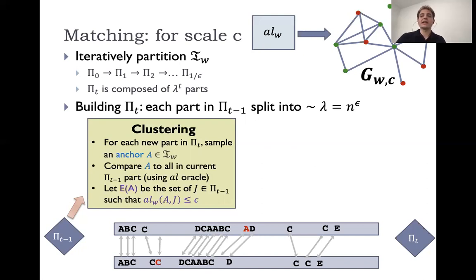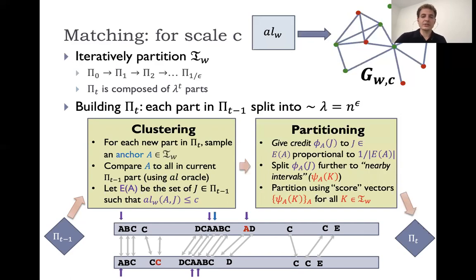Then we're going to identify all the C matches, all the other intervals that are at AL distance at most C from this anchor A. We're going to call that the extension of A, and we're going to color it purple. So let's see how it works. We sample this interval that is referred to as the letter A here, and we're going to find all the other A's in the partition.